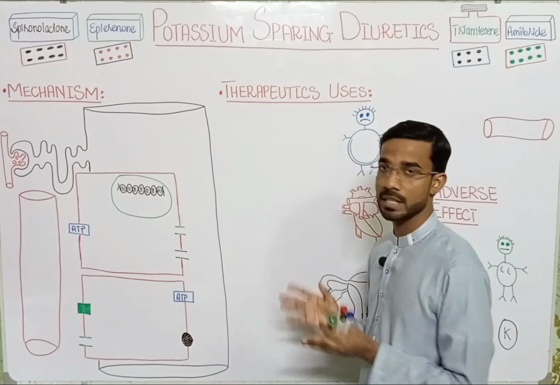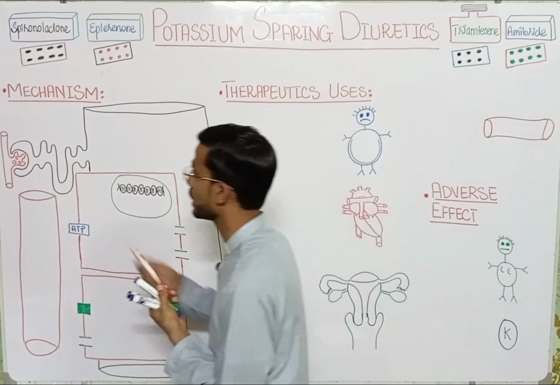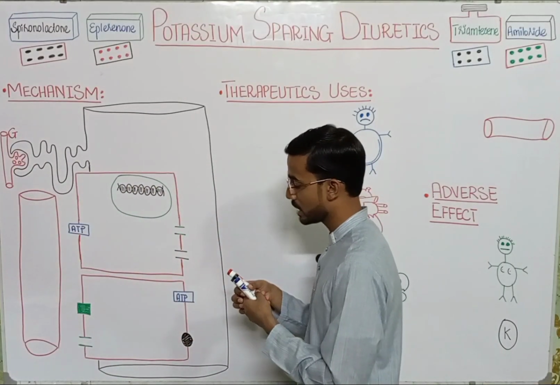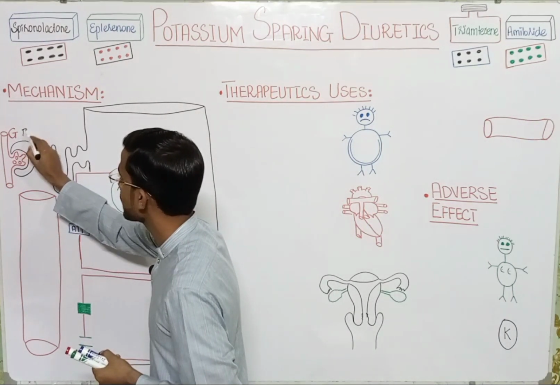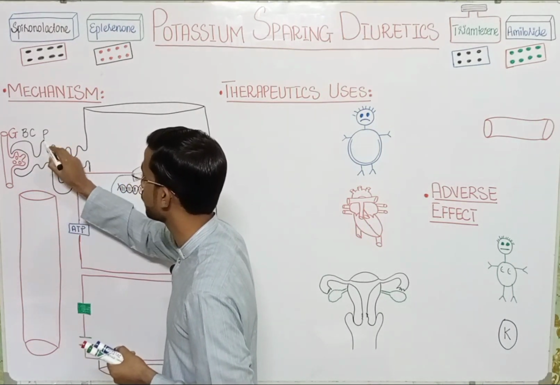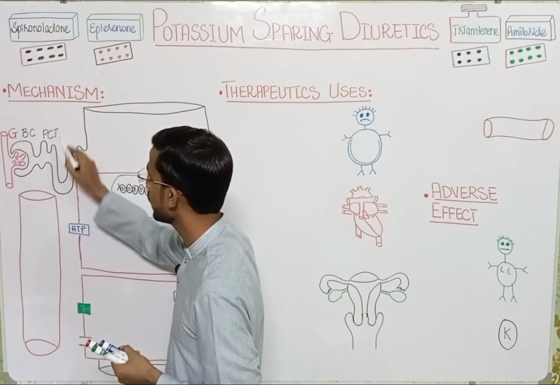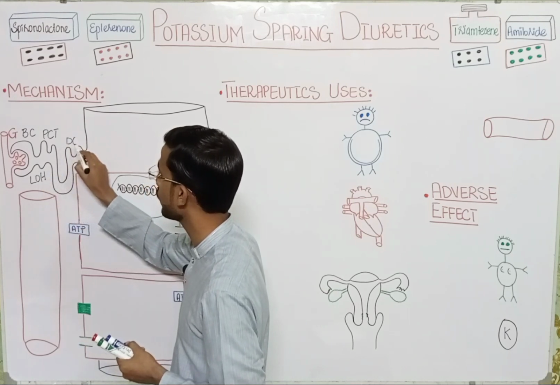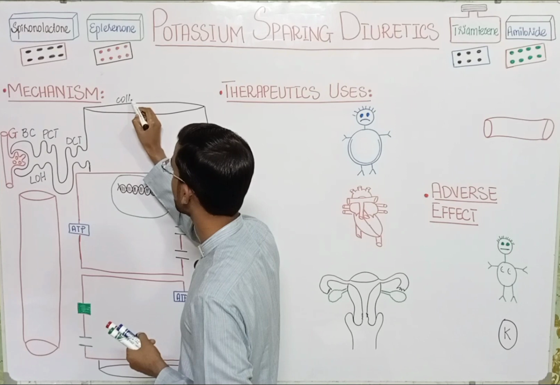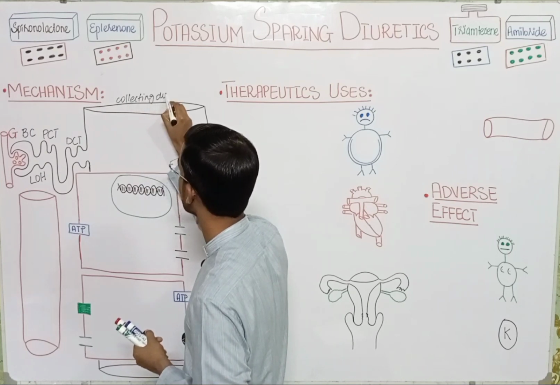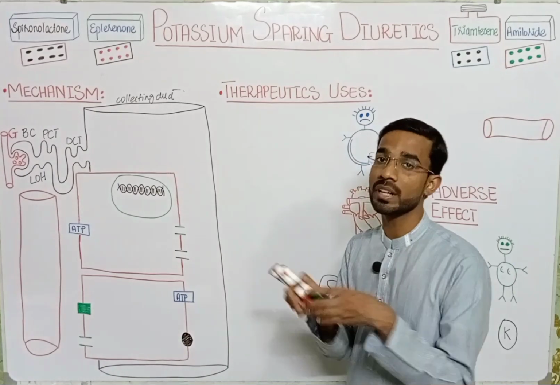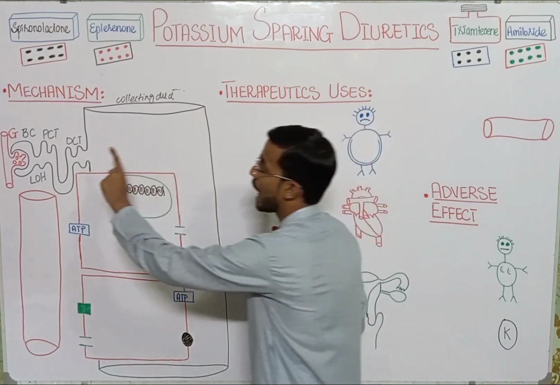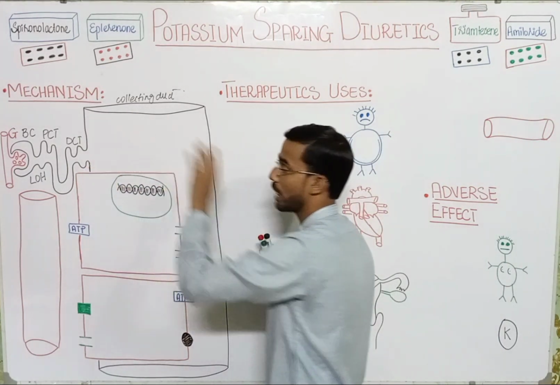So, here you can see the structures of the nephron. First is the glomerulus, which is a blood filter, and next is the Bowman's capsule, and here is the tubular region: the proximal convoluted tubule, the loop of Henle, the distal convoluted tubule, and last is the collecting duct. So these are the different components of the nephron, but our main focus is on the late distal convoluted tubule and the collecting duct.